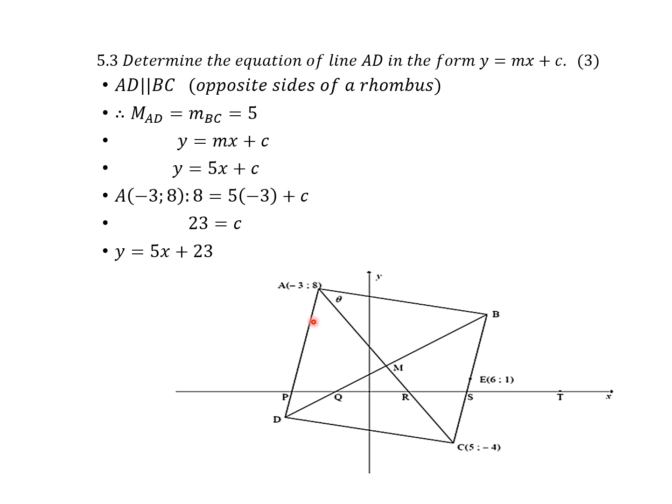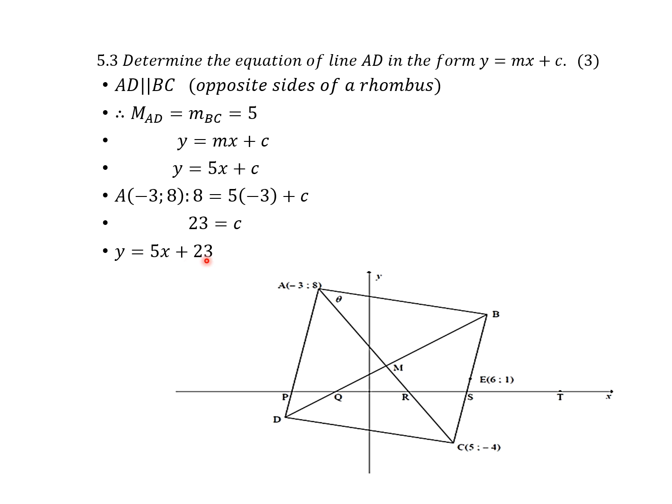Right? On AD, I only have the point A, which is minus 3 and 8. So that's the only point I can use on AD. So that states that my y value is 8 when my x value is negative 3. 5 times negative 3 gives me negative 15. If I take it over, it becomes positive 15. 15 plus 8 gives me 23. So c equals 23, therefore my equation reads y equals 5x plus 23.